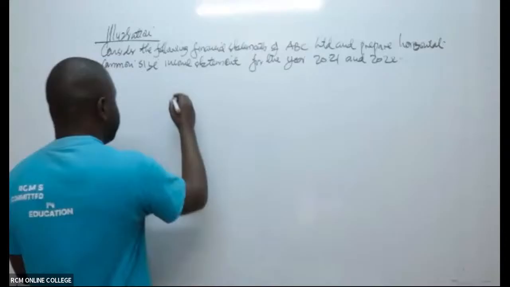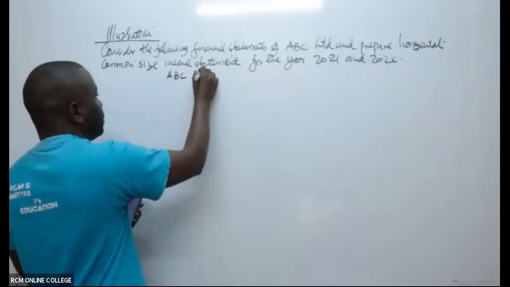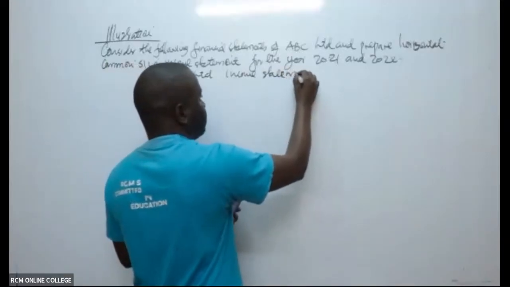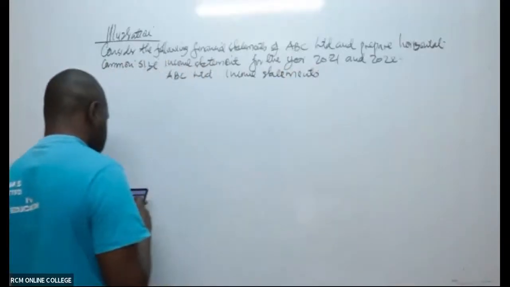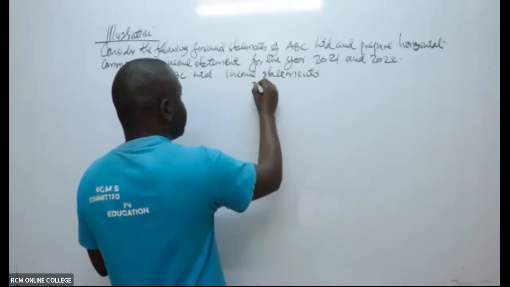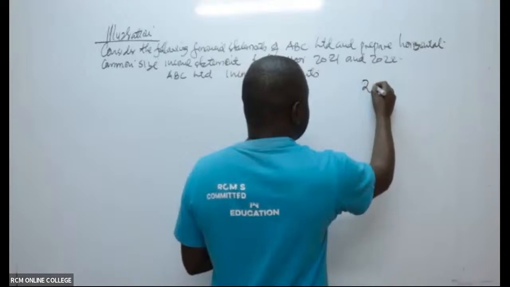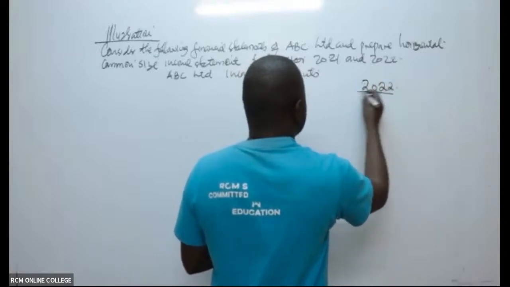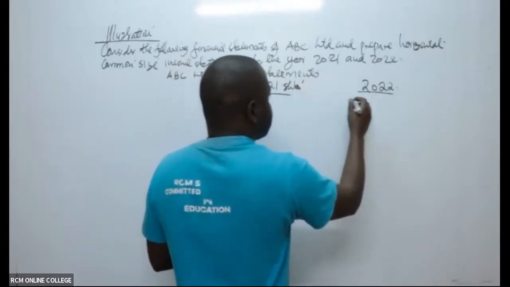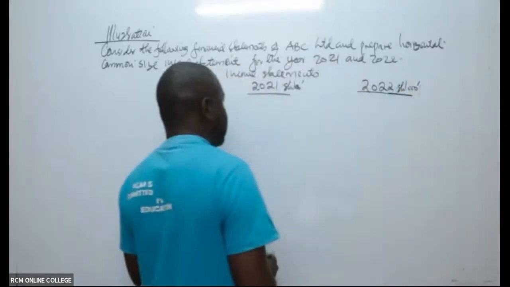So we can have the income statement here. We have ABC Limited income statements. You can have here the year 2021, then the year 2022. Of course, our shillings are actually in thousands.